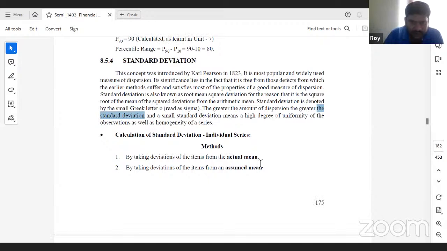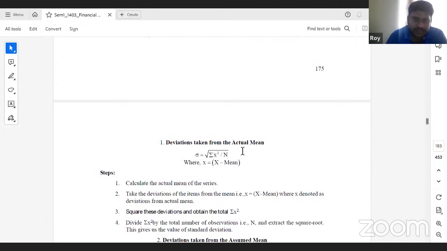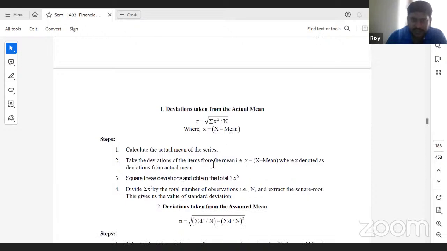Calculate the standard deviation in an individual series. One method takes deviations of the items from the actual mean, and another from the assumed mean. For deviations taken from the actual mean, sigma is equal to the square root of sigma x squared divided by n, where x is equal to capital X minus mean. Calculate the actual mean of the series. Take the deviations of the items from the mean, that is small x equal to capital X minus mean, where small x denotes the deviation from the actual mean. Square these deviations and obtain the total. Okay, here, see this?